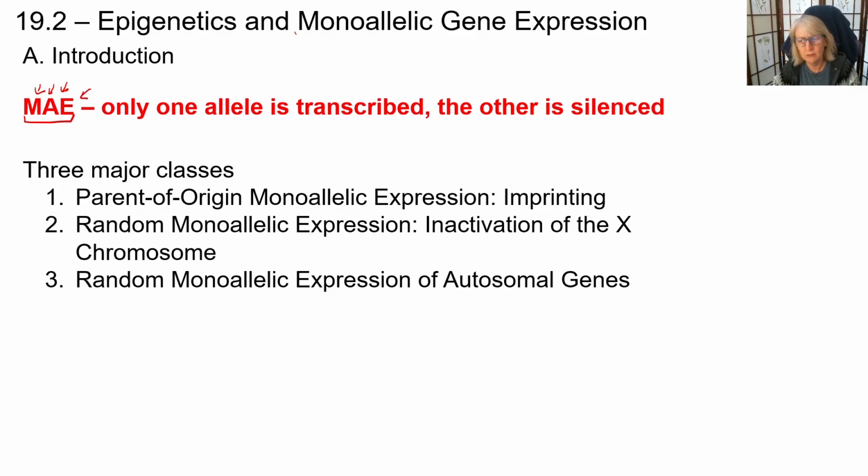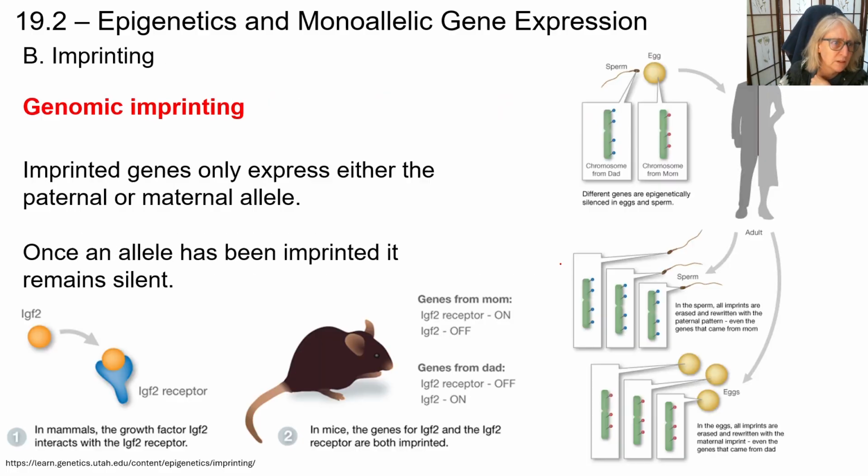Kind of very similar to how we talked about expression in chloroplasts. It can be maternally inherited genes. It can be one generation removed that you see expression. It can be random. This is something like the X chromosome. It doesn't care which parent it came from. It randomly deactivates one of the genes, either on the X chromosome and sex chromosomes or on autosomal genes.